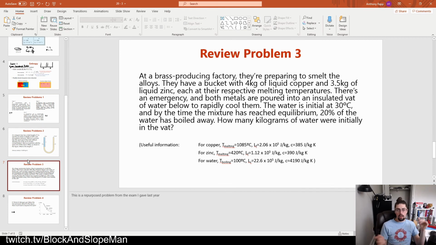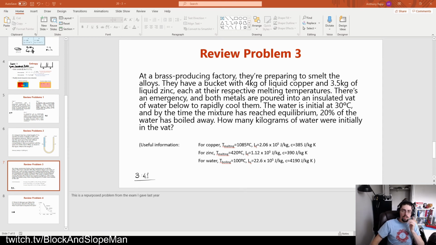After everything has kind of steamed off, maybe there's marking lines in the vat or something like that, you realize that 20% of that water has boiled away. By the time everything is coming to equilibrium, 20% of the water has boiled away into steam and has gone off. How many kilograms of water would have initially been in the vat?